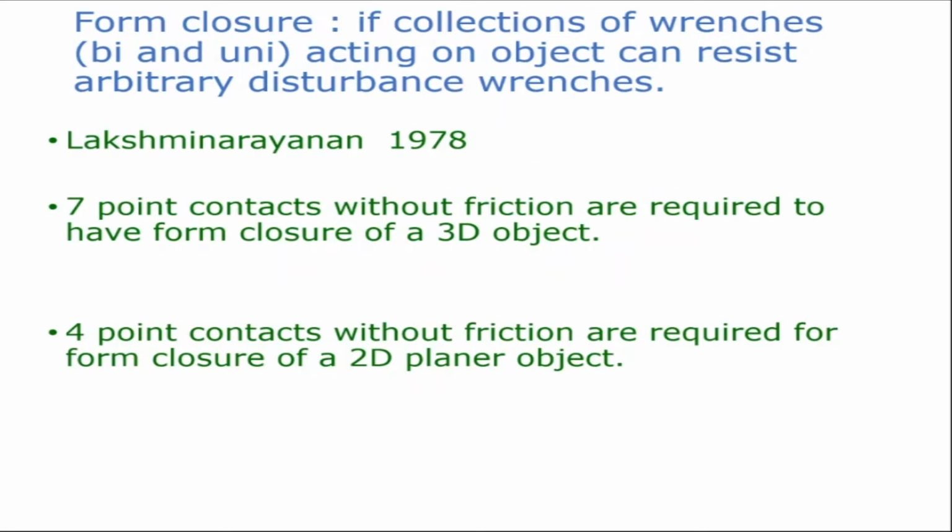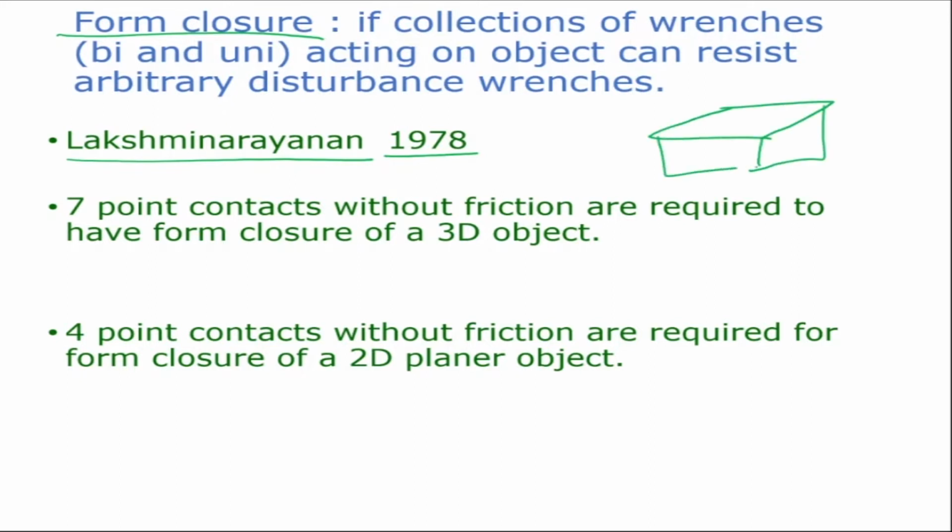Now, what would be more interesting is that we are interested in holding the object in such a way that it is stable against all disturbances. A disturbance can come from any direction but it will not destabilize. Such kind of closure is called form closure. It was formalized by Lakshminarayana in 1978, and he proved that if you have a cube, in fact any shape, then you need 7-point contacts without friction to hold an object in form closure.